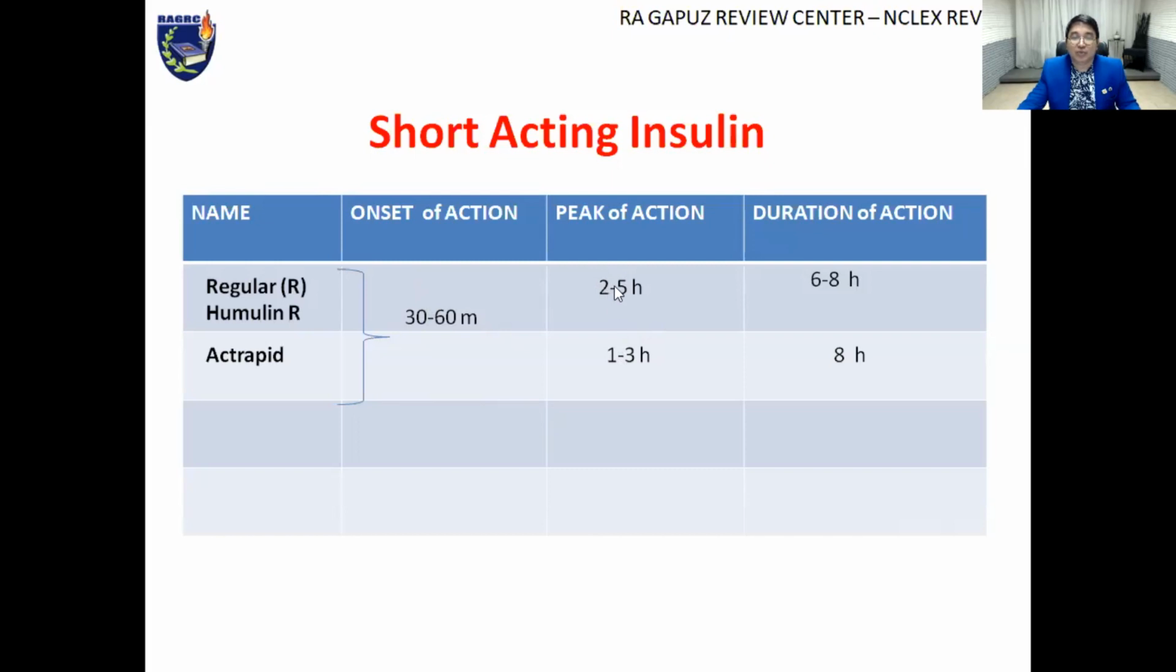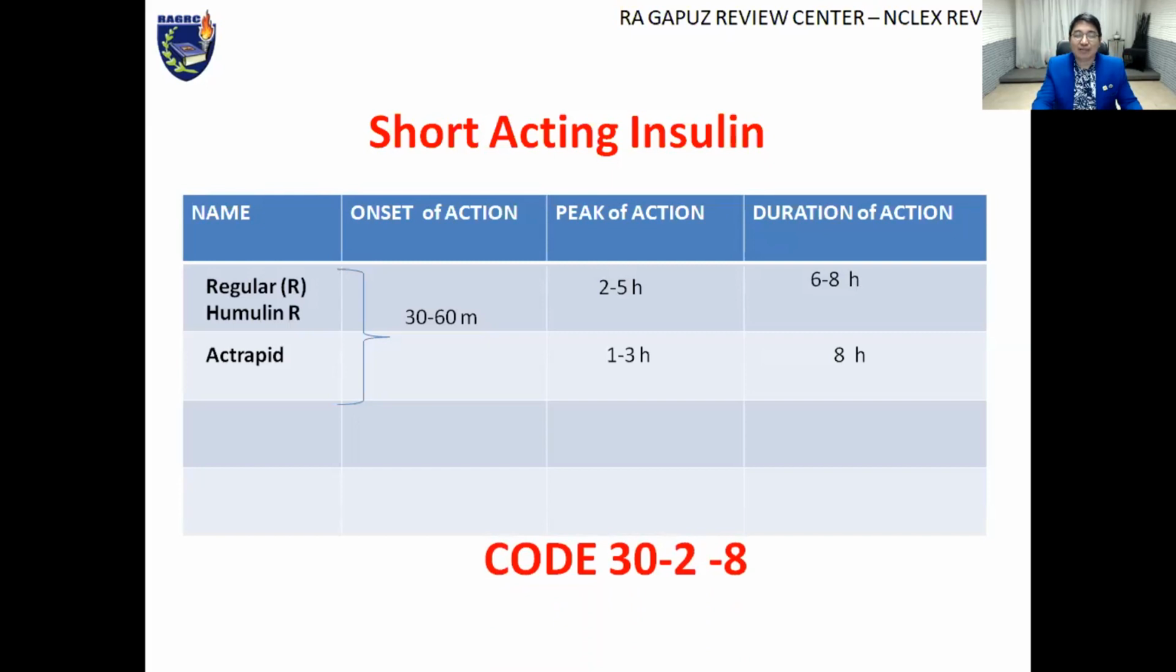So we can use 2. So that's 30, 2. And then since 8 is actually the duration of action for both, we can use it. So our code, therefore, for short-acting insulin would be 30-8. Remember, for rapid-acting insulin, it's 1563. For short-acting insulin, we have 30-8. We will use our code later on.